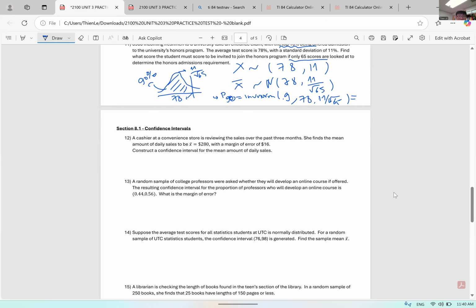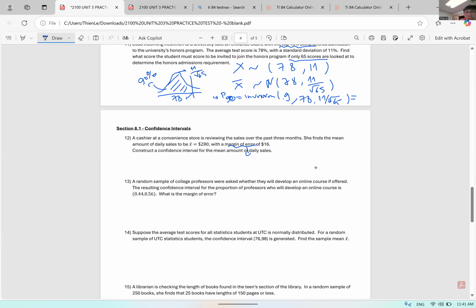So in chapter 8, we talk about confidence intervals, right? There are two quantities we are interested in for this class, the proportion and the mean, right? And we have a point estimate and a confidence interval estimate. So here in 12, a cashier at a convenience store is reviewing the sales over the past 3 months. She found the mean amount of daily sales to be $280 and the margin of error is $16. Construct the confidence interval. Okay, so this is a very easy problem, right?